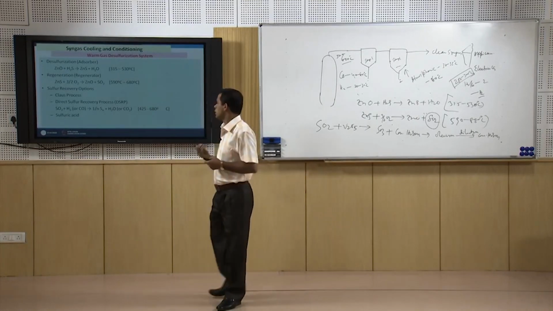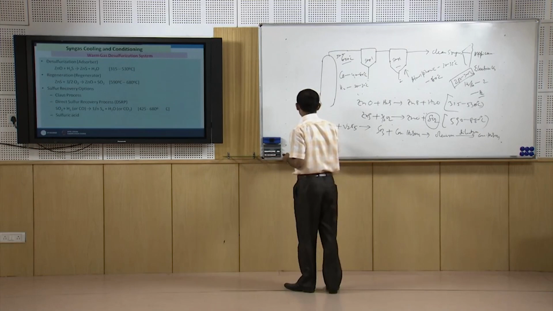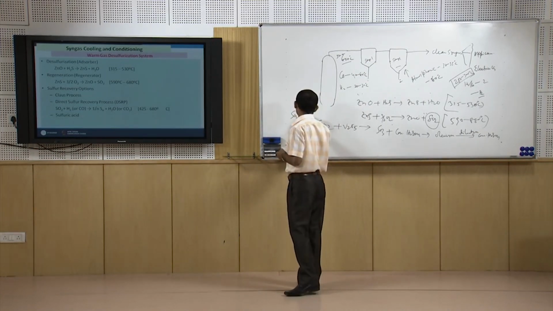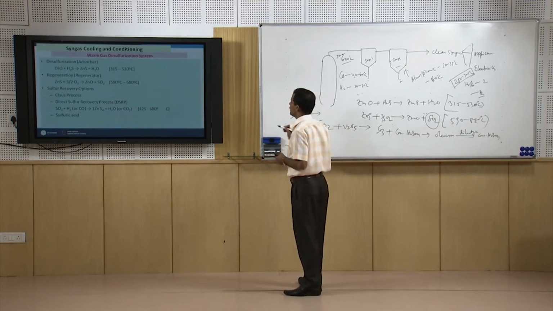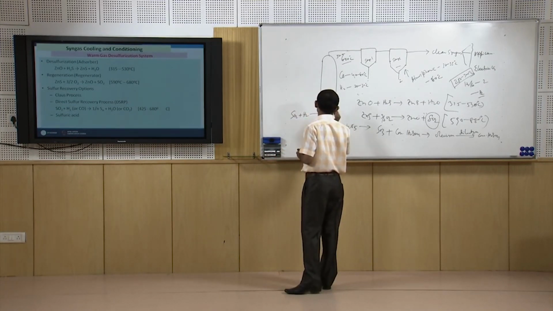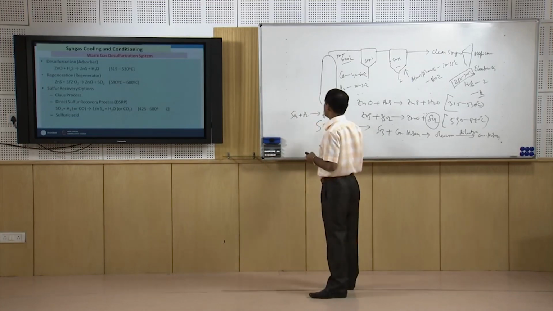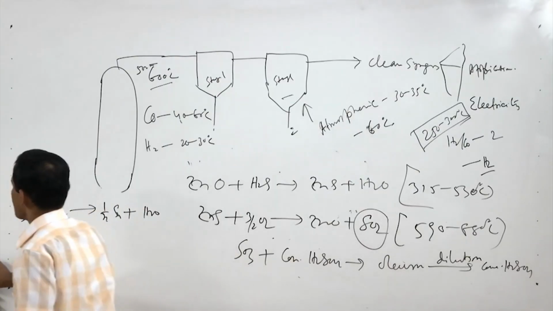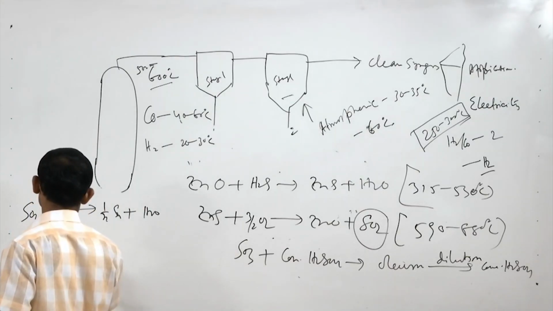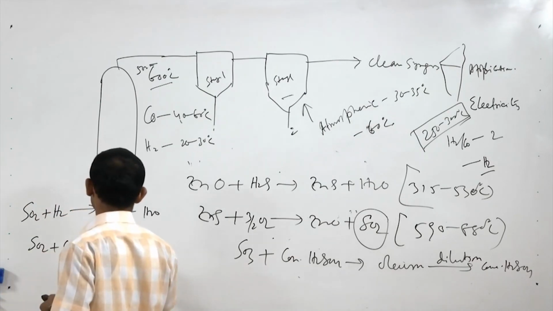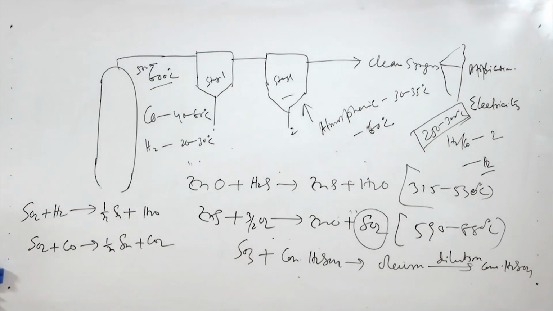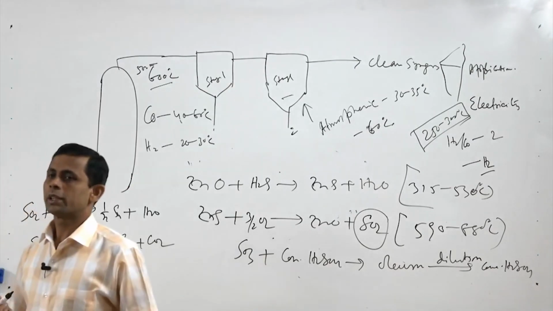Or we can recover sulfur directly. The reaction is like this: SO2 reacts with hydrogen and gives us 1/n Sn, that is elemental sulfur, and H2O. Or this SO2 can react with CO and give us 1/n Sn plus CO2. So, that way we can directly recover the sulfur, or the Claus process is also there for sulfur recovery.